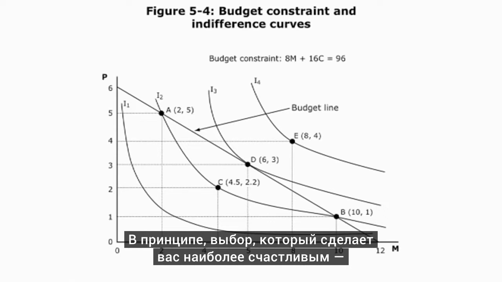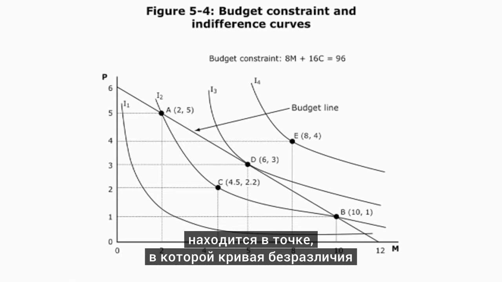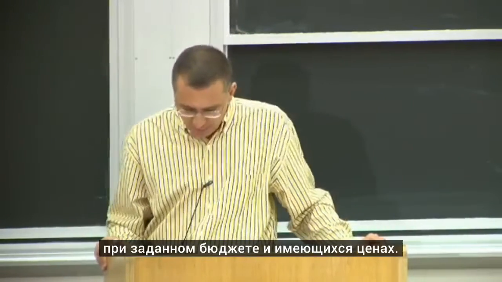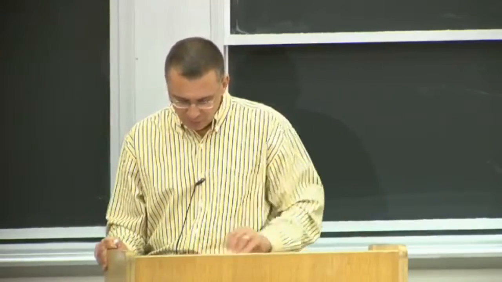So basically, the point which will make you happiest is the point at which your indifference curve is tangent to the budget constraint. Because that is the point on the farthest out indifference curve that you can reach given your budget constraint. The tangency of the indifference curve and the budget constraint is the point which makes you best off given your available budget and the available prices.